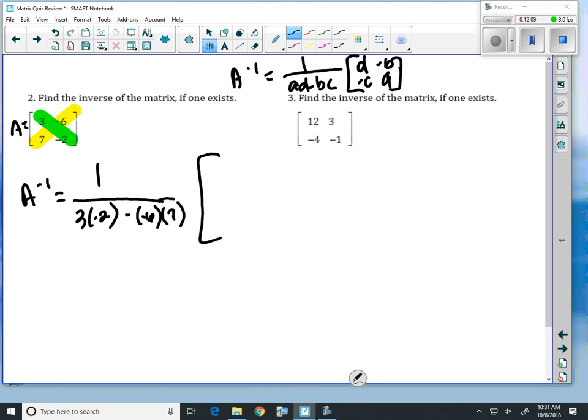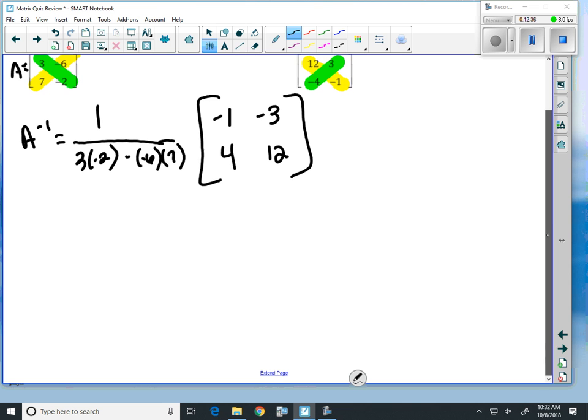And then we go ahead and we flip our matrix. So what we're going to do first is we're going to take these two guys and we're going to change their locations. So now my negative 1 is here and my 12 is here. So we just flip those. Then, for these two, we just change their signs. So that the positive 3 becomes negative 3, the negative 4 becomes positive 4. And then from here, it's really just simplifying. So we're going to go ahead and simplify our denominator. So we'd have negative 6 minus a negative 42. So that would be 1 over 36.